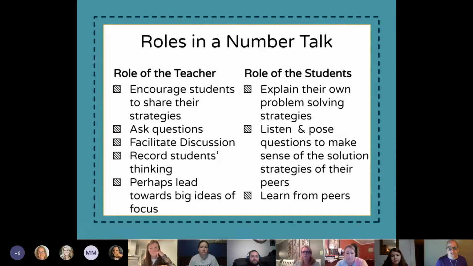The role of the student is to explain their own problem-solving strategy. They also need to pose questions and listen to their peers to make sense of their strategies. And ultimately, they learn from their peers. And so I hope tonight in our number talk that you'll have that opportunity as well.